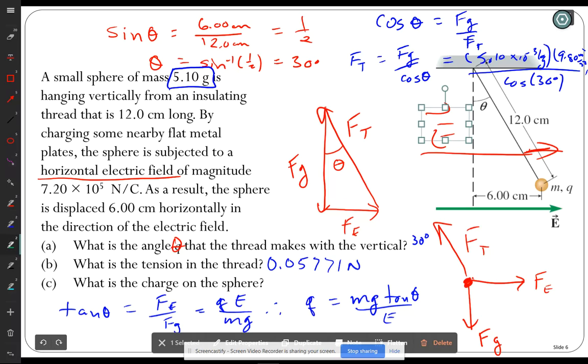So the electric field is different than the force electric. The electric field is used to calculate the force electric. The force electric is the electric field multiplied by the charge. And that is the point of using the electric field, to make it easy to calculate the force.